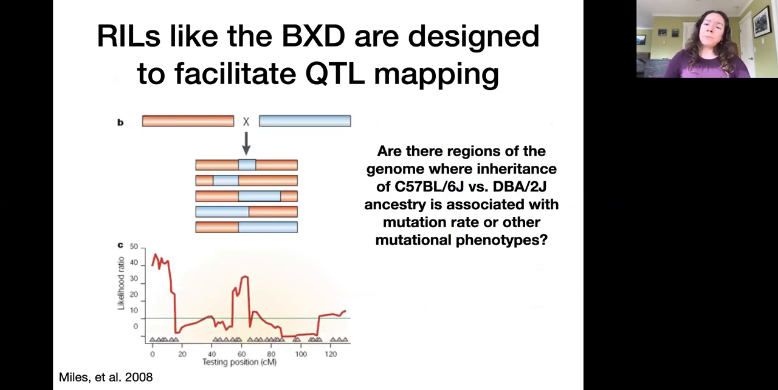And basically, as I said before, what recombinant inbred lines like the BXD were designed for was to facilitate QTL mapping, where you measure a trait in a bunch of these organisms and then do sort of a GWAS, an association study across the whole genome, to look for peaks where mice with one ancestry background are significantly different in the trait than the other.